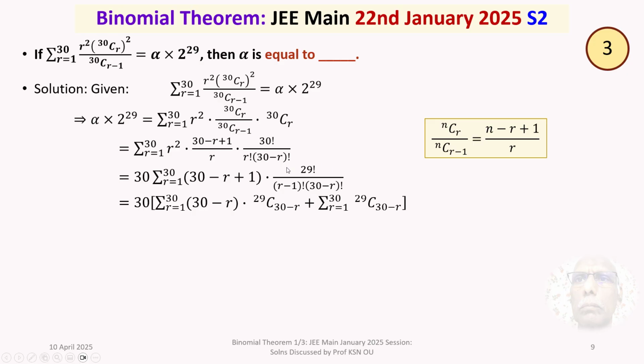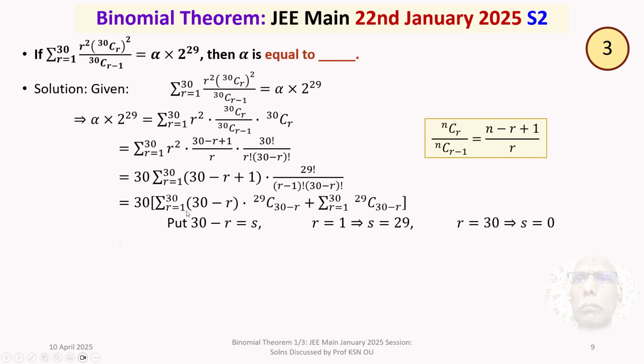This one is 29C(30 minus r), plus 1 times sigma r equals 1 to 30 of 29C(30 minus r). This 30 minus r is telling something. So we change the variable of summation from r to s. Put 30 minus r equals s as the new variable. When r is 1, s is 29. When r is 30, s is 0.